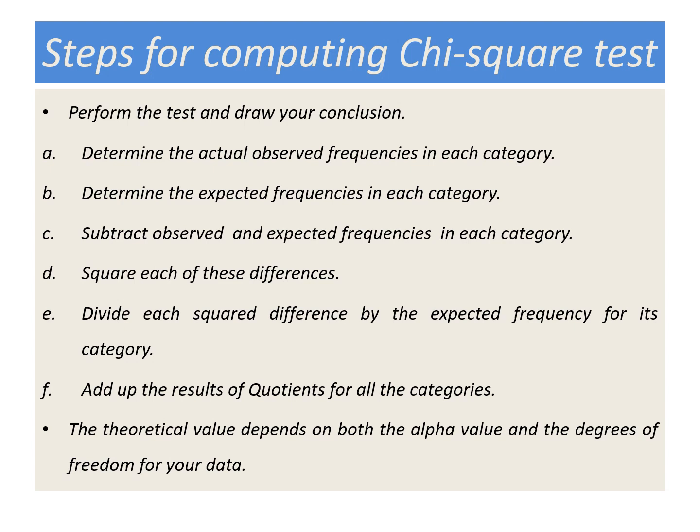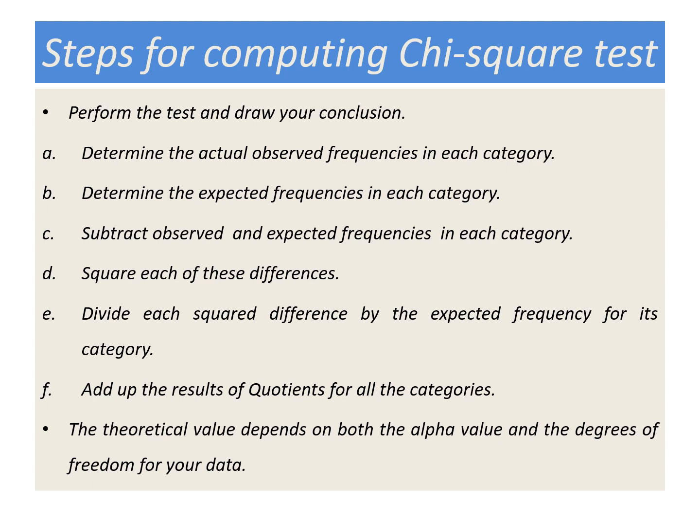It is very important: perform the test and draw your conclusion. Determine the actual observed frequencies in each category, because determining the observed and expected frequencies is very important, because chi-square itself is the analysis of frequencies. So you need to determine them, and the steps to follow are: subtract observed and expected frequencies, then square the differences, then divide each squared difference by the expected frequency for its category. After that, you need to add up the results for all the categories.